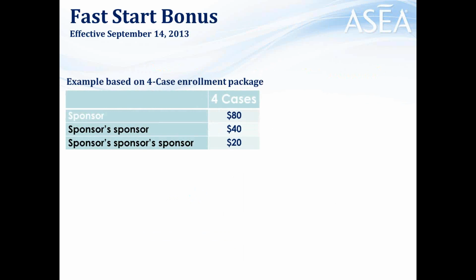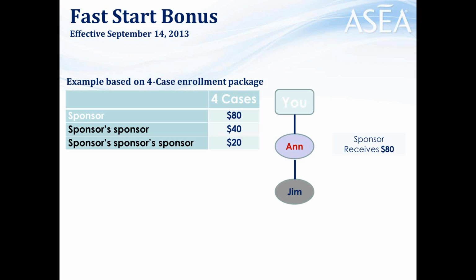The new Fast Start program, which is effective September 14th, next month after convention, will work this way. If you enroll someone, and I'm going to use the 4-case example, they get started with a 4-case package, you're going to receive a check from ASEA for $80. Now, let's say that person you sponsored, Ann, sponsors someone named Jim. Ann is going to receive the $80, and you're going to receive $40, because you're the sponsor's sponsor.